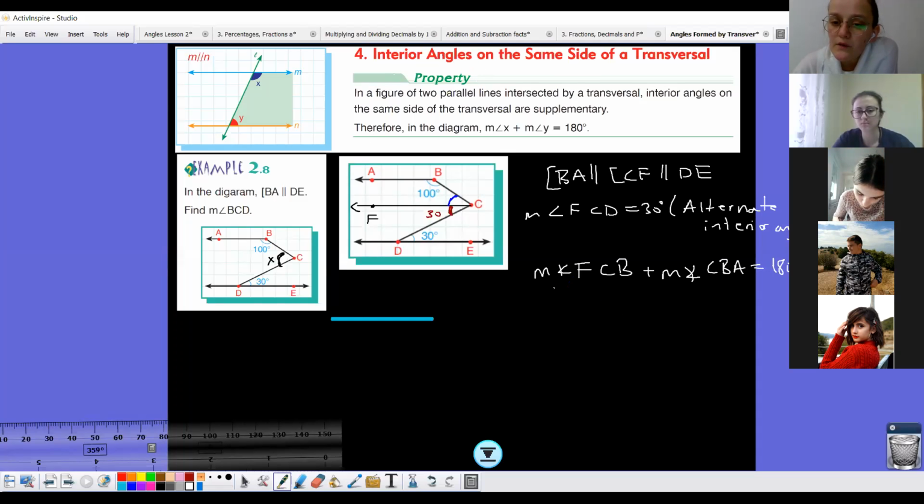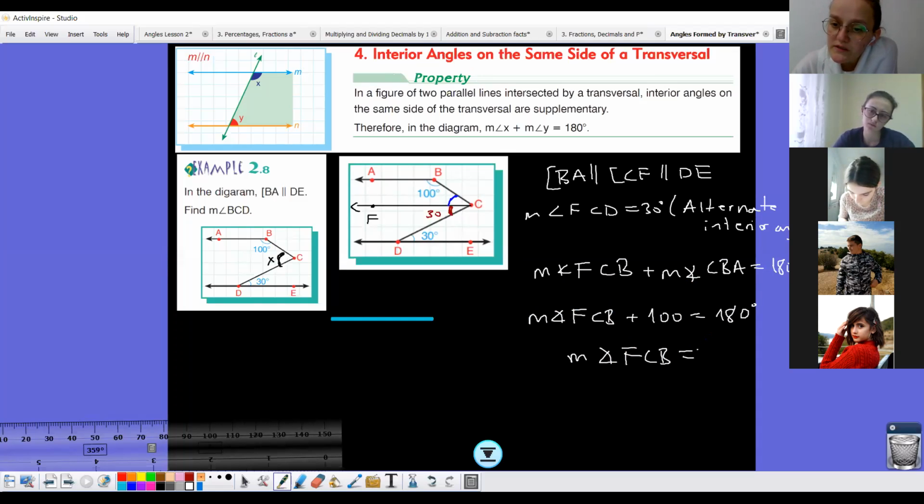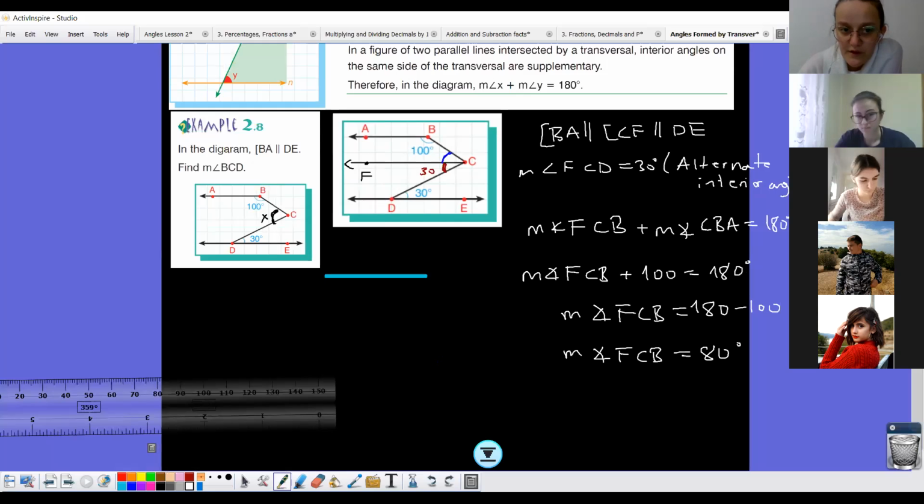Now we don't know the measure of angle FCB, but we know that this one is 100 and it's equal to 180. So measure of angle FCB will be 180 minus 100. So measure of angle FCB is equal to 80 degrees.